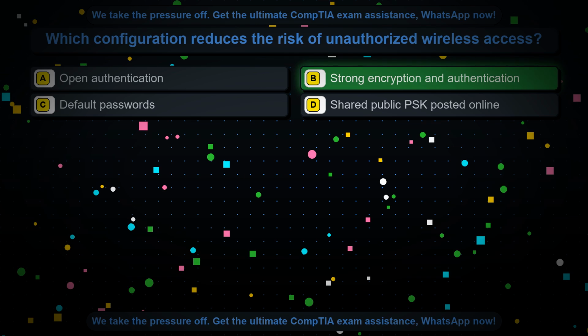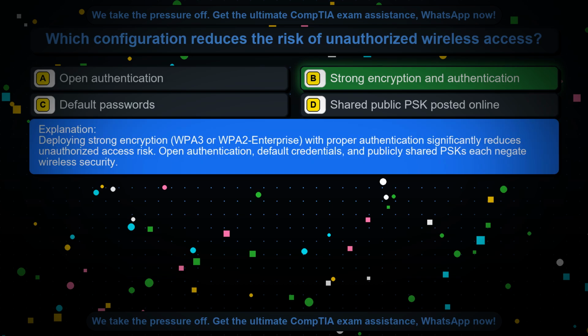The correct answer is option B. Strong encryption and authentication. Fiber channel is designed for high-performance storage networking with low overhead and reliable block-level transport. It is commonly used in SAN environments where speed and efficiency are priorities.